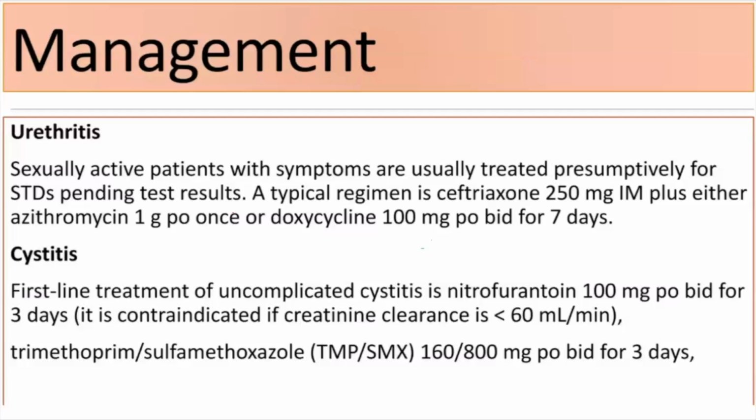In cystitis, if the cystitis is uncomplicated, the first line treatment is nitrofurantoin 100 milligram BID for 3 to 5 days.